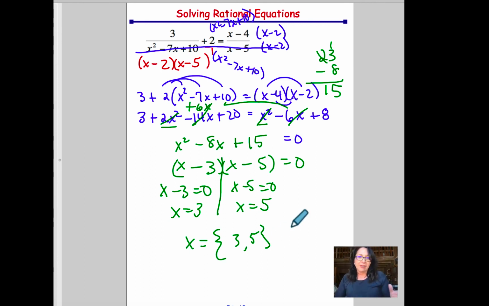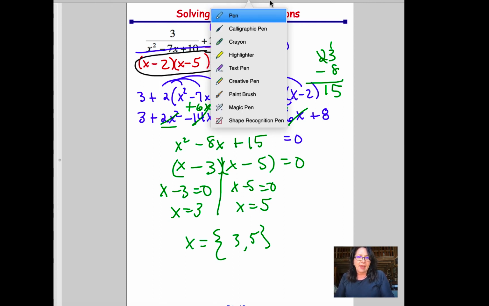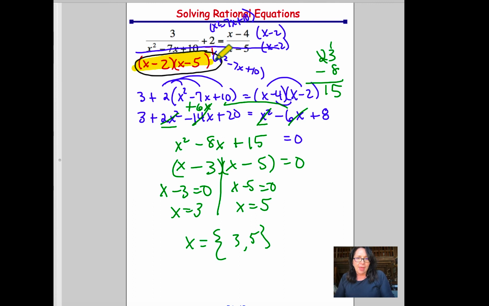However, please make note that because this is a factored form already, we already know from this right here, that when we set that equal to 0, x cannot equal 2. We also know that x cannot equal 5. In which case, you'll notice that I have a 5 here that I got as an answer. So 5 is actually going to be kicked out of my solution set because it's not a solution. It's an answer, but it's not a solution.